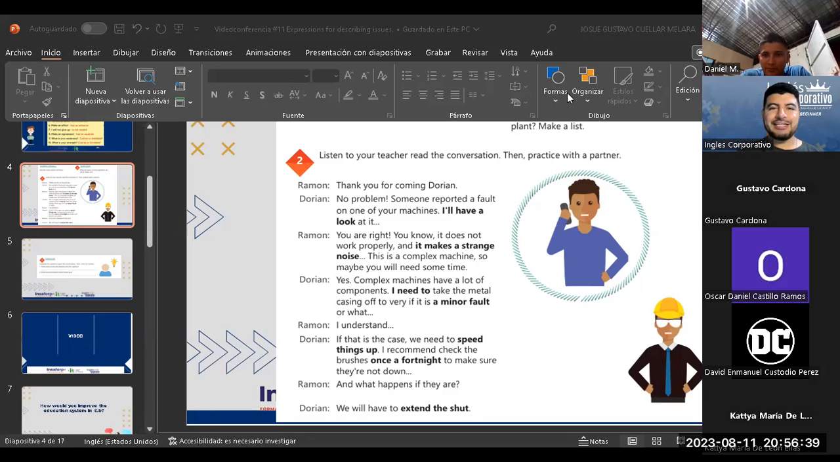Maybe we have some vocabulary. Fortnight. This means quincena. Esta palabra la conocemos bien en español. But maybe in English it is not so common, right? Fortnight, it means quincena, like 2 weeks, okay? So practically, they have some difficulties with some machines, right? And then they give some suggestions, some recommendations.